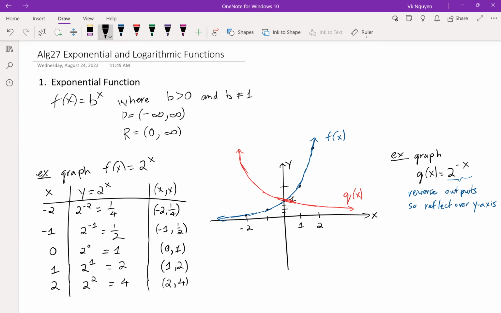Also notice that 2 to the negative x can be written as 2 to the negative 1 times x. So this would be 2 to the negative 1 to the power x, and 2 to the negative 1 is 1 over 2, to the power x. Well, as you can see, if the exponent is negative or the base b is less than 1, then we have an exponential decay.